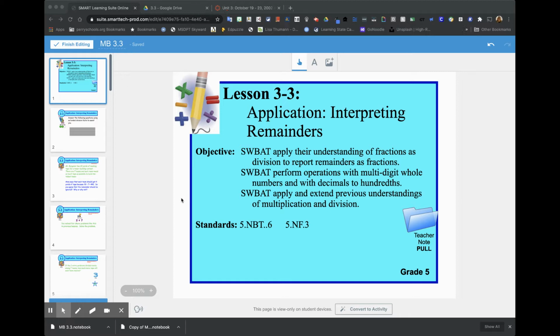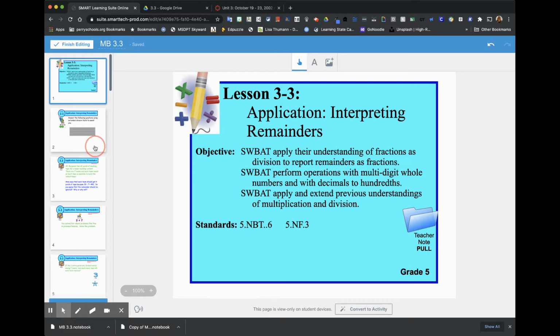Lesson 3 of Unit 3. This is Application 1, interpreting remainders. We're going to apply our understanding of fractions and division to report remainders as fractions. In the previous unit, we decided whether we would round up or ignore remainders. Now we're going to report them as fractions as well. We're going to perform operations with multi-digit whole numbers and with decimals to the hundredths. We're going to apply and extend previous understandings of multiplication and division.